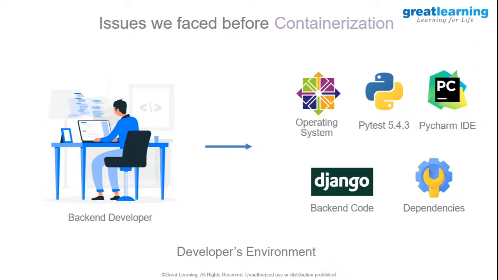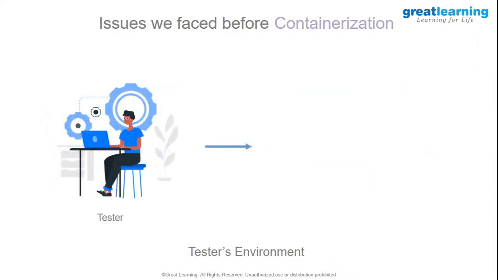Now, the developer has written his code according to what he thinks is the best possible scenario, where he uses PyTest's latest version, that is 5.4.3, because he thinks that's the best for testing purposes. He will do his own testing over there. So he thinks that this is the perfect environment for the code to be developed. Now let's look at the tester's environment.